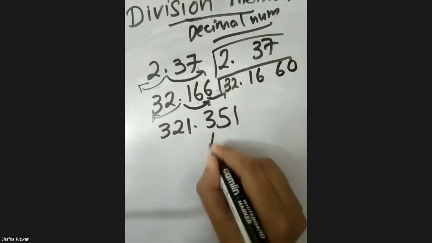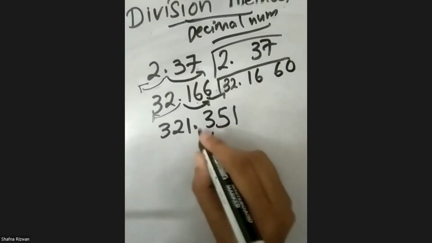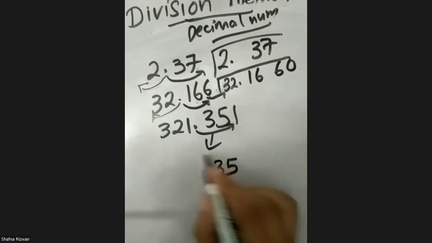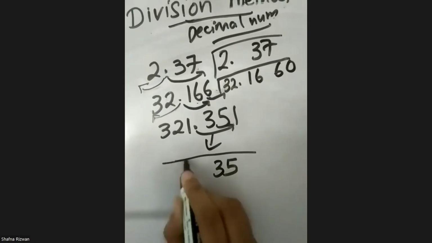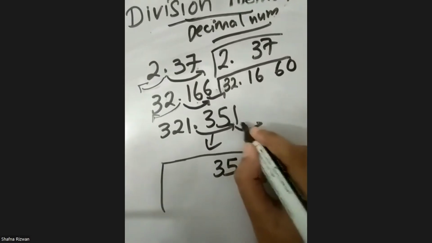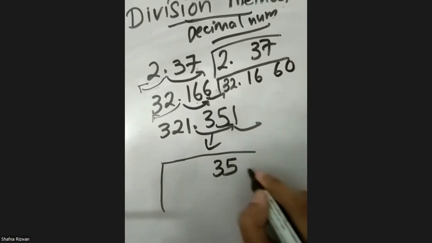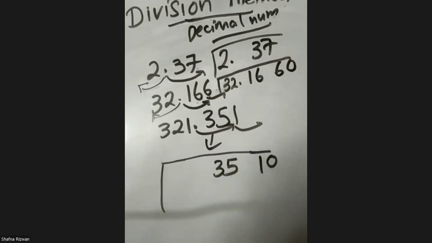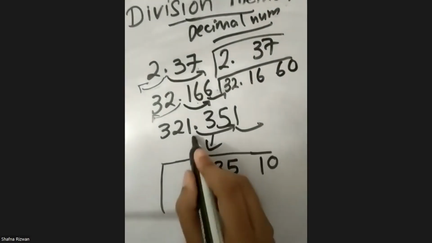And when it comes to this number, how will you write it? Here towards the right, you have two digits, so 35 here. When you are dividing 35 here, and towards here you only have one digit, so what will you do? Put a 0 here, keep a space and put 1 and put a 0 here.